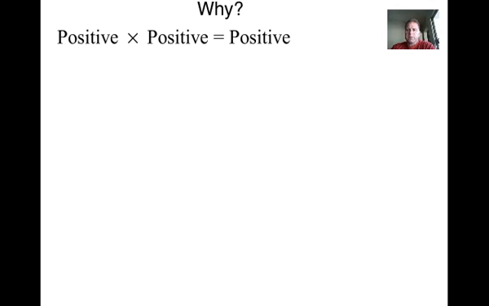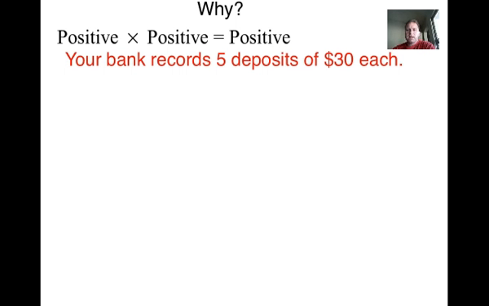So positive times a positive, that's pretty basic. That's something that you've probably been dealing with since you were in preschool. So think of it as money. I always like money. I'm a big fan of it. So if you put 5 deposits into your bank of $30 each, deposits are considered a positive. $30 is a positive. So you have 5 times 30, that's a positive 150 into your bank.